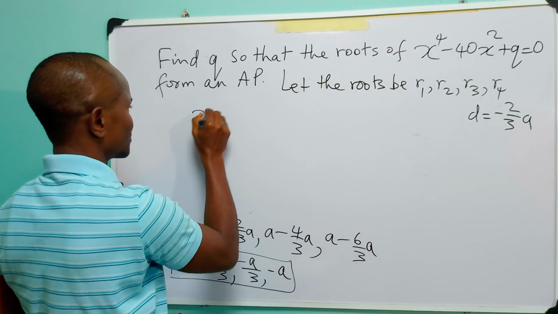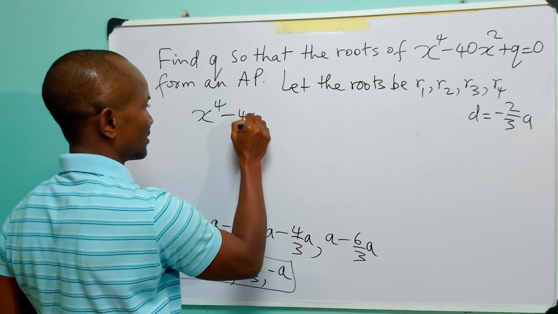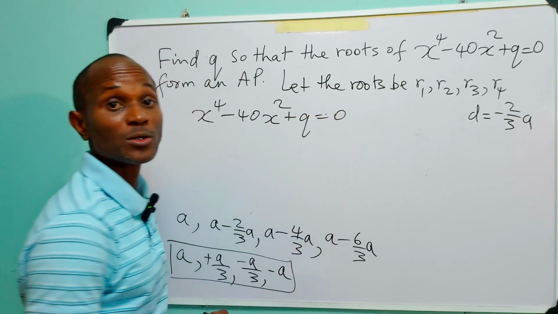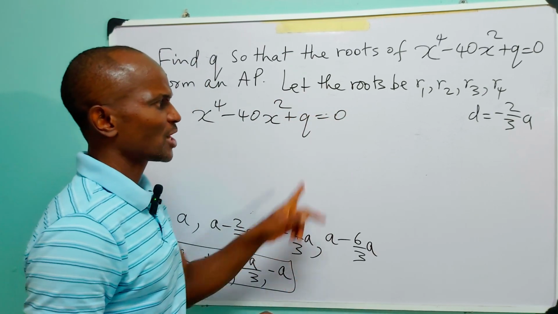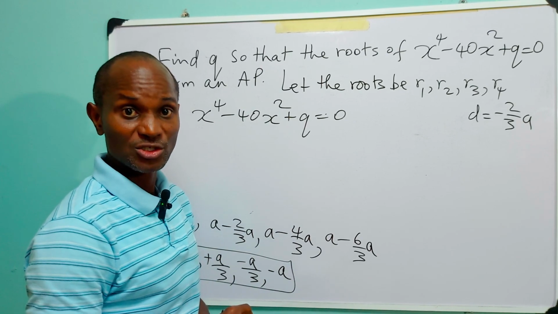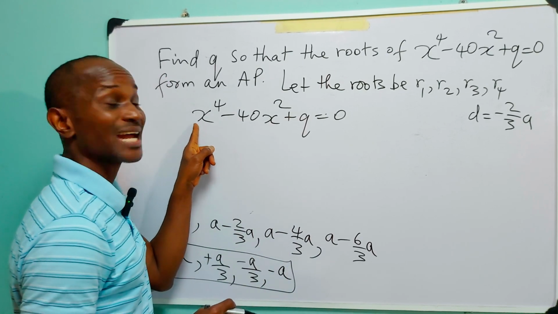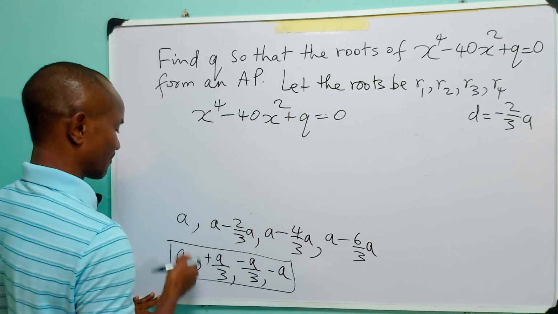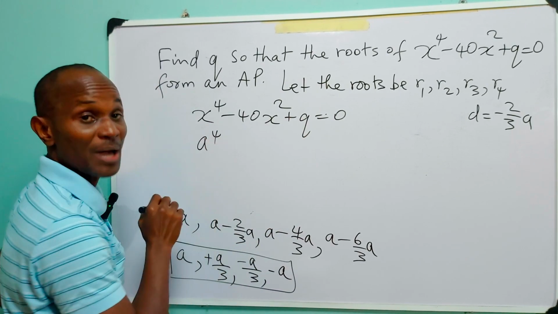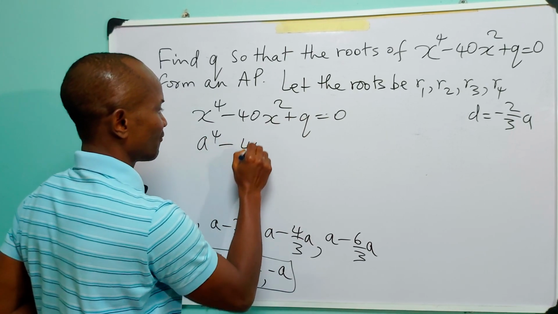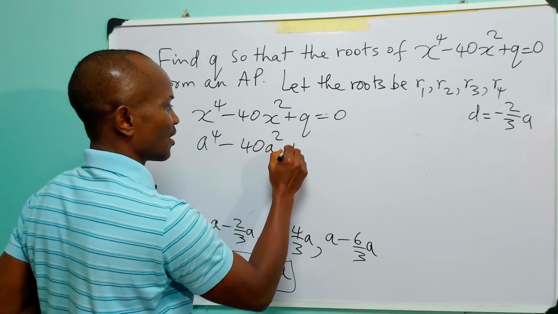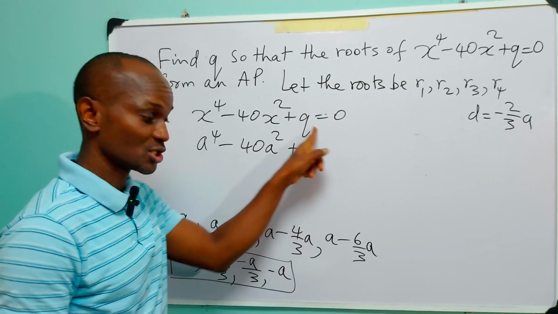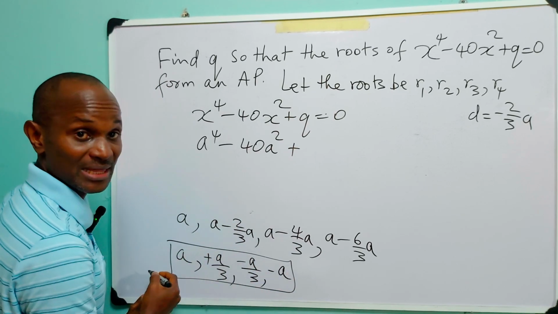Now we write this out. x raised to power 4 minus 40x squared plus q is equal to 0. Remember that when you have the root of an equation, if you substitute that root into the equation, you get 0. So that simply means that a raised to power 4 minus 40a squared plus q equals 0. Now remember that q is the product of the roots.